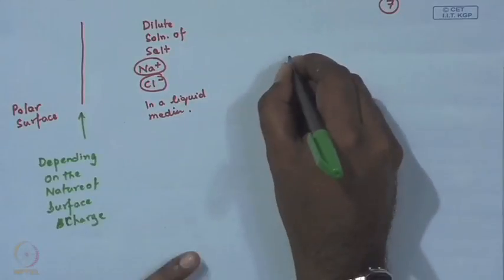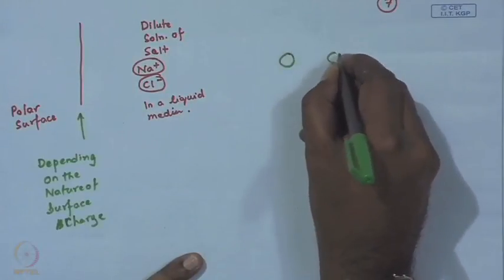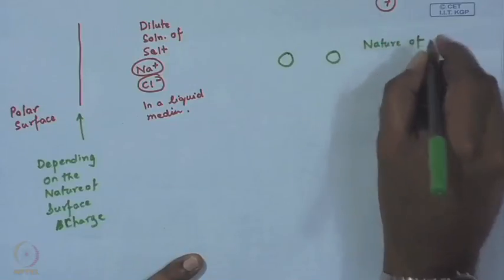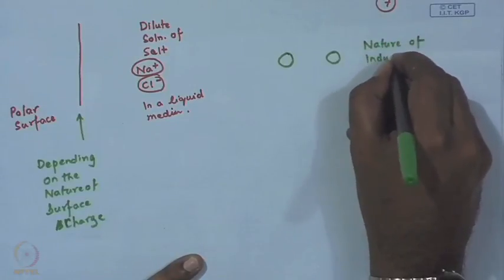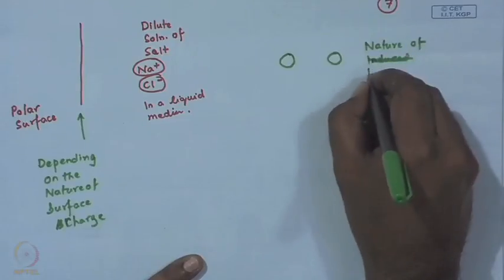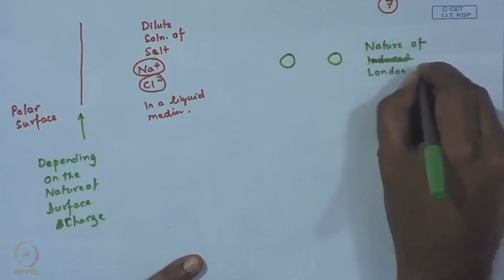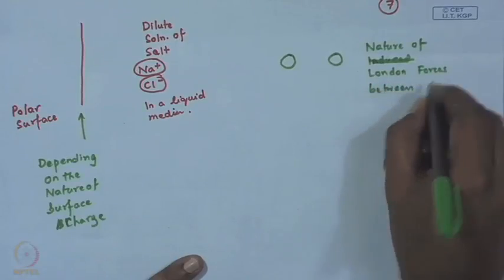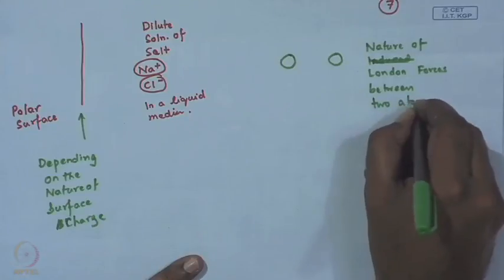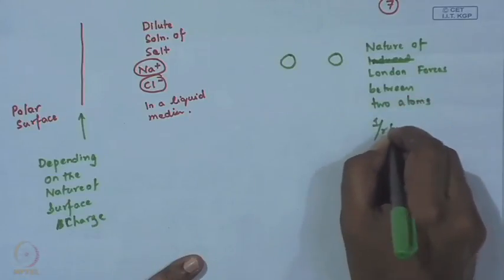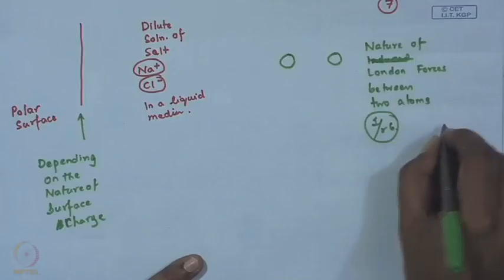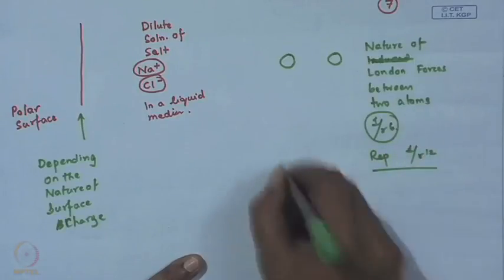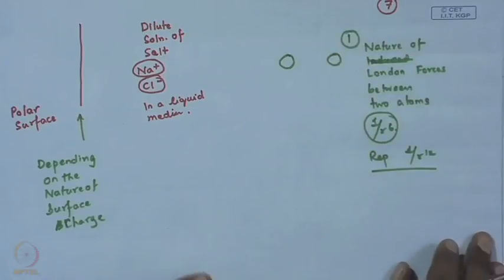We first talk about the nature of London forces between two atoms, which we know is 1 by r to the power 6 for the attractive part, and there is also a repulsive part, which is 1 by r to the power 12. So, this is the first thing which we already understand.